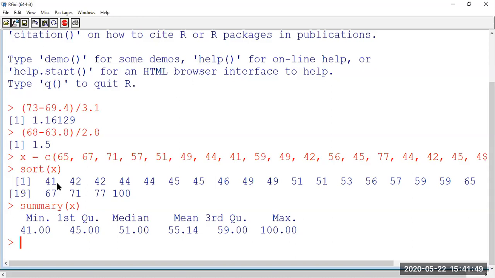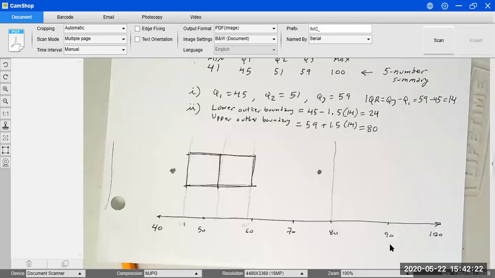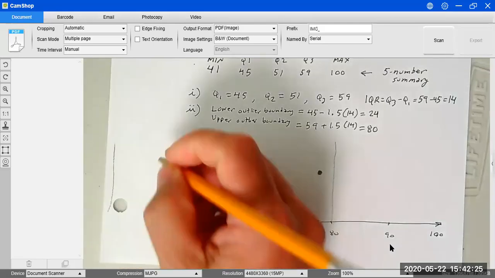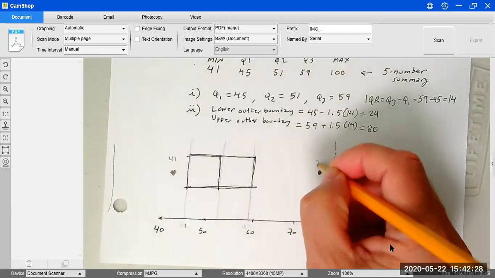Now my upper outlier boundary is at 80, so I'm going to move this. I have 77 and 100. 80 is in between, so the closest value to 80 is 77, and 77 is inside of the interval, so I'm going to look for 77. So I'm going to do another point there. So that's what I need for this data set that is sorted. So I just found two values. 41 is here, 77 is here.